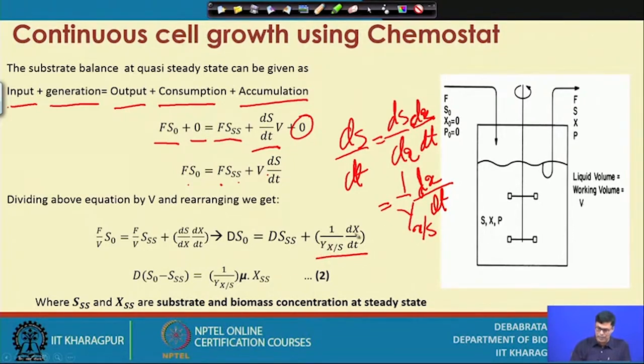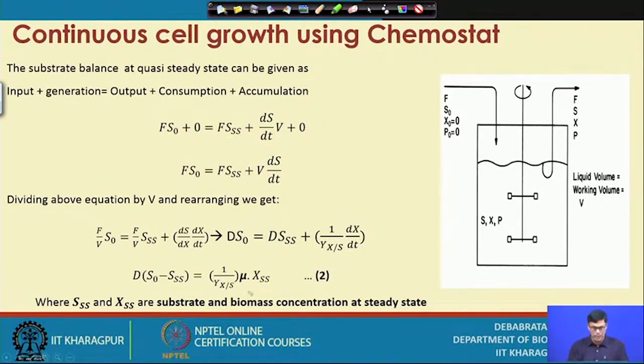This is 1 by Y, and dX by dt equal to what? This is mu into XSS. What is this? XSS stands for steady state cell mass concentration. So this equation we can write in this form, D into (S0 minus SS) equal to 1 by Y mu into XSS. So this is how we can develop the correlation between the steady state substrate concentration and the steady state cell mass concentration.